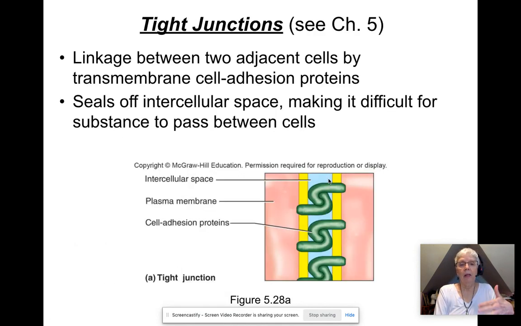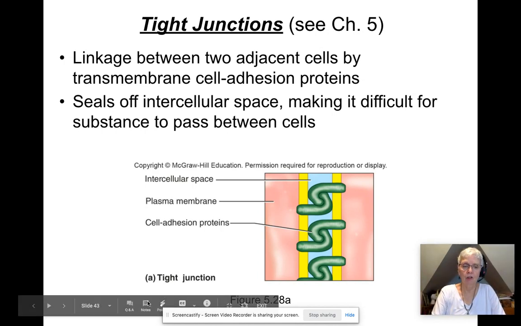Between each cell, we have a very tight junction. Now, these tight junctions are there to seal off intercellular spaces so that substances can't pass between cells, all right? They are like a lock and key, so they are called tight junctions.